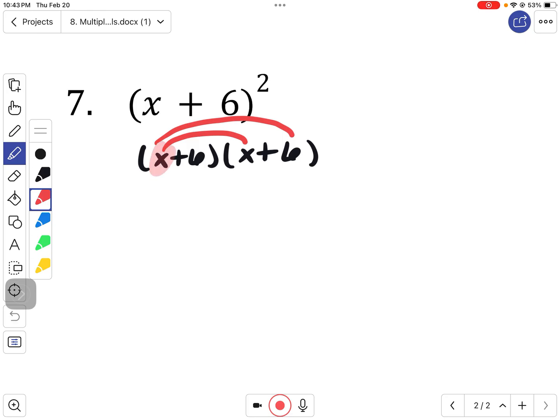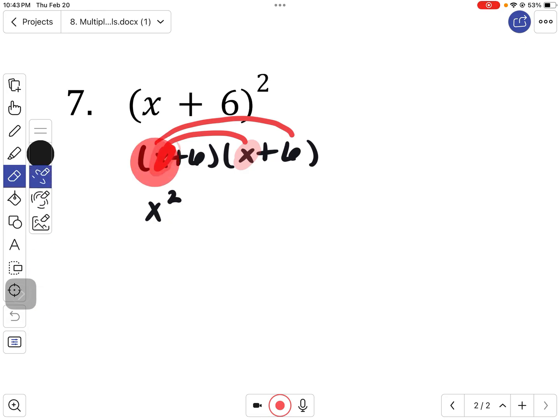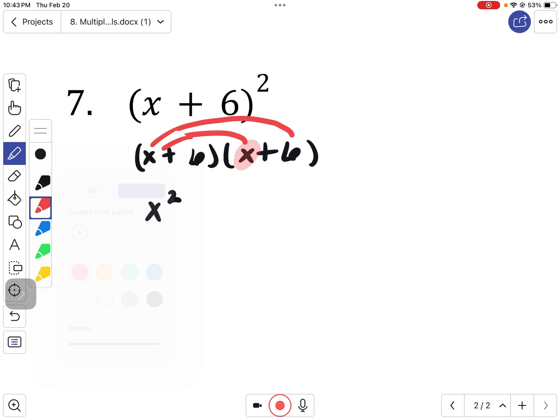If I take x times x, that's going to give me x squared. Now I want to take this x. Oops, that's not what I want to do. I'll erase that. That looks silly. There we go. Now I got it. So there was our first one. We did x times x, and we got that x squared.